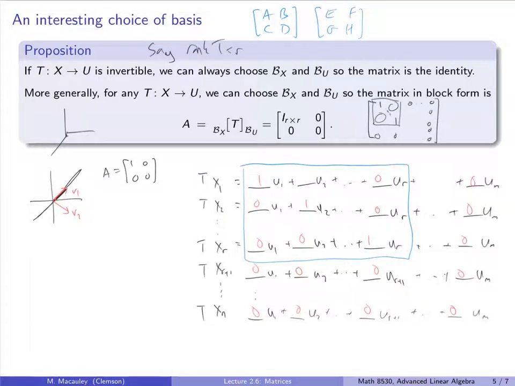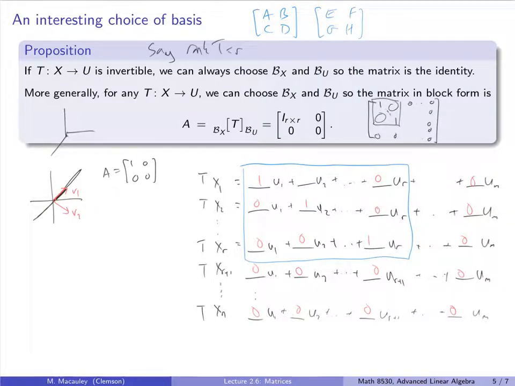Okay, so how do we get this? Well, if we know what X1 is, then we know what U1 is. But we're sort of in this chicken and egg problem, because to figure out U1, we need X1. And if we have U1, we can take any preimage to get X1. So how do we do this?